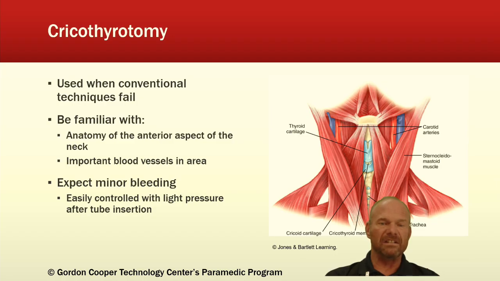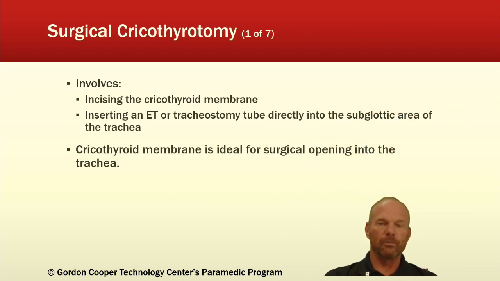In the event you do this, you're going to have to manage some bleeding. Minor bleeding, typically from sub-Q and small skin vessels, is expected when incising the cricothyroid membrane. Typically it's easily controlled with light pressure after the tube's inserted. That's not always the case, though. Sometimes it can be a little more than minimal. But what it involves is using a scalpel to cut into that cricothyroid membrane. You're going to insert a tube directly into the subglottic area of the trachea to establish your airway.